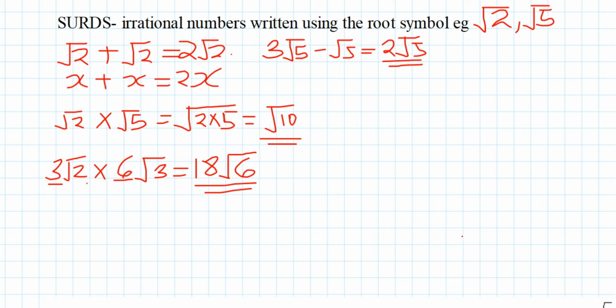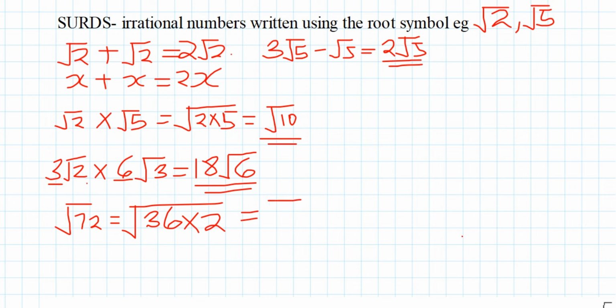Now, we can also simplify surds. For example, for a scenario whereby we have got the square root of 72, we know that 72 can be written as 36 multiplied by 2. And this is equivalent to the square root of 36 multiplied by the square root of 2. We know the square root of 36 is going to be 6. And now 6 multiplied by root 2 is going to be 6 root 2.